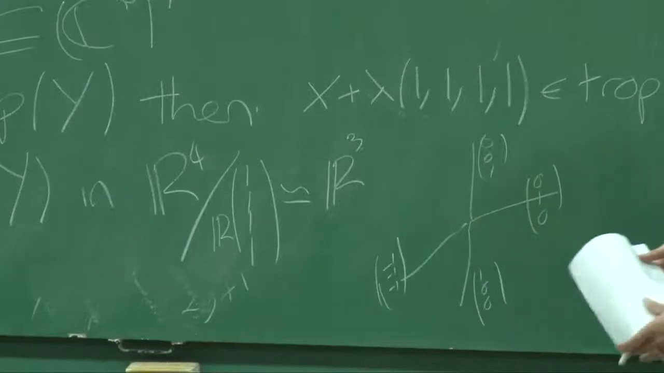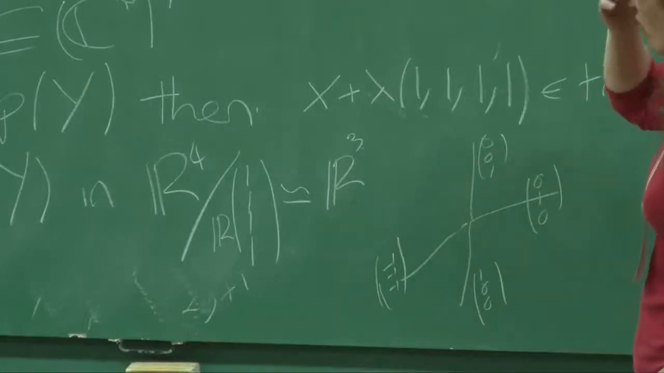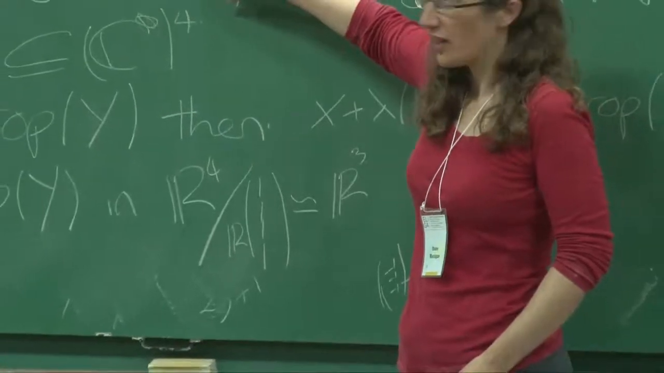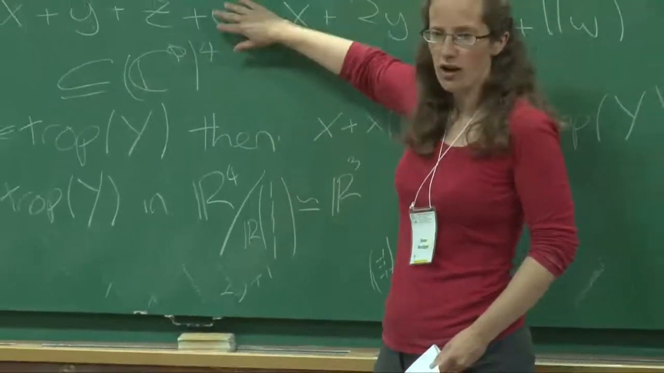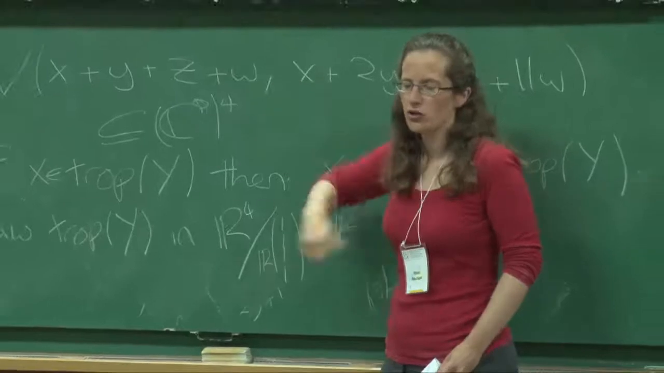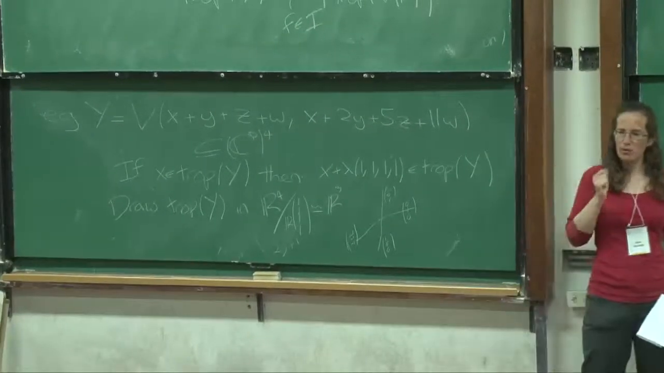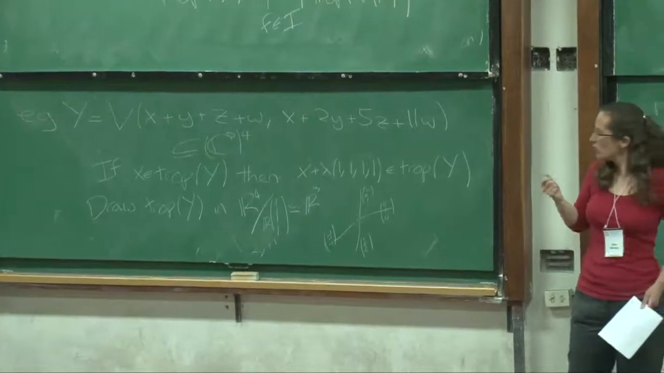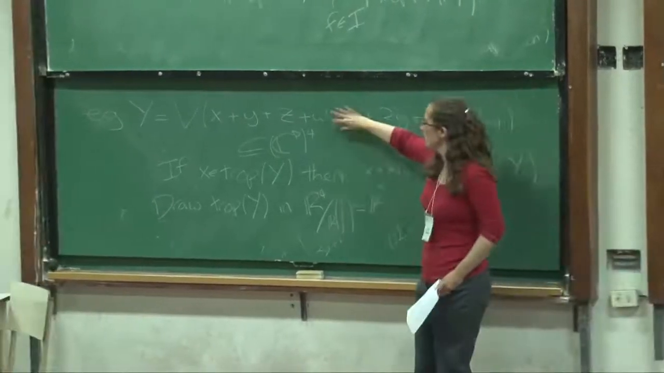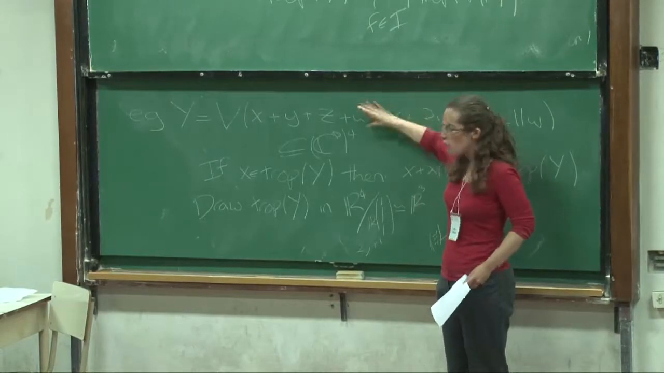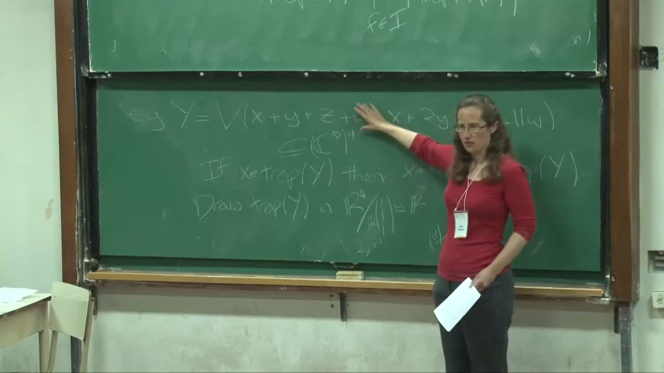Okay. Why is this? Well, you have to first think, what are these tropical hypersurfaces? If I just tropicalize one hypersurface, I want the minimum of x, y, z, and w, and I need that minimum to be achieved at least twice. So that's going to be all vectors where the smallest coordinate appears in two positions.